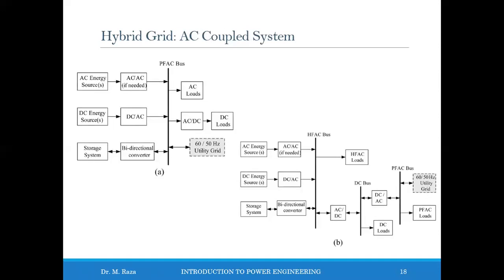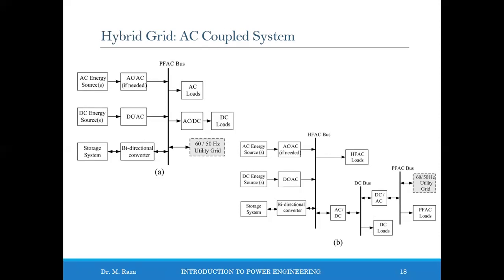Here power frequency means the desired frequency of the utility grid, such as 50 Hz or 60 Hz. Coupling inductor may also be needed between the power electronics circuit and the AC bus to achieve desired power flow management. The schematic of higher frequency AC coupled system is shown in figure B.